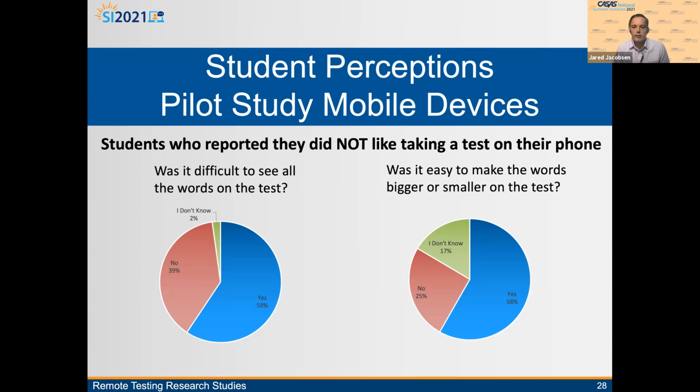And was it easy to make the words bigger or smaller on the test? Only 58% said yes, it was easy. 25% no, 17% I don't know. So we can see definitely some difference here, and it definitely is a factor. In what we see in these preliminary results, those that did not like taking a test on their phone were more likely to say they had difficulty seeing the words on the test or making the text, the items, bigger or smaller.